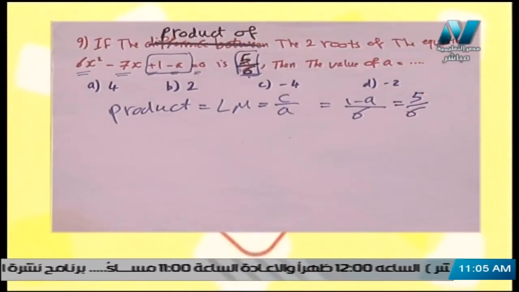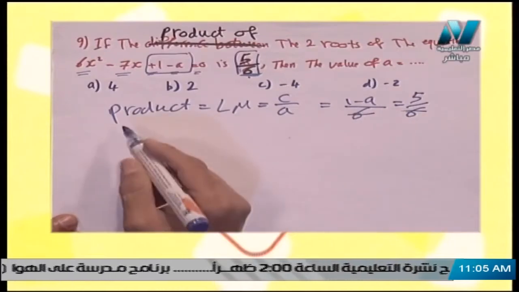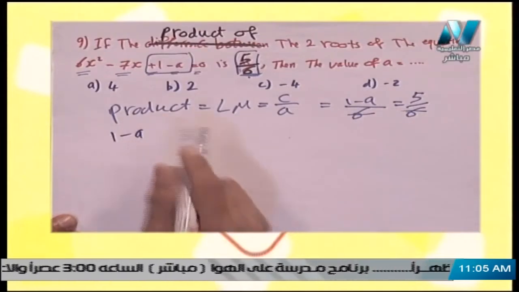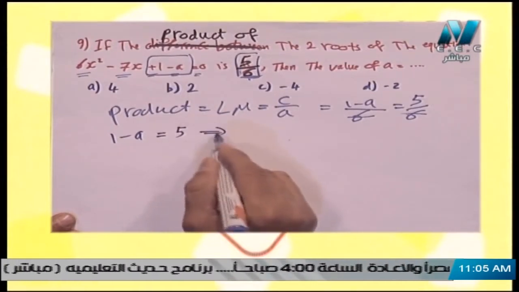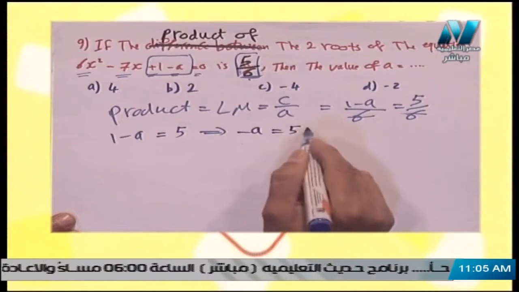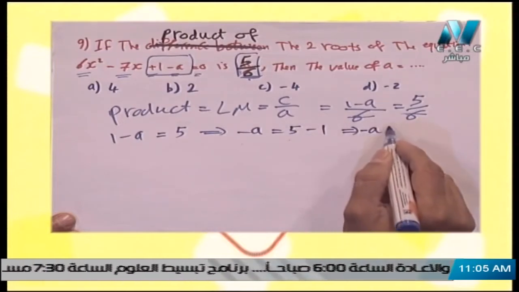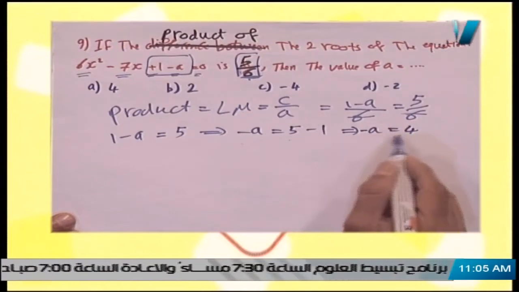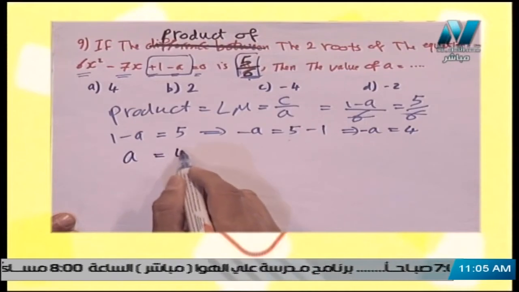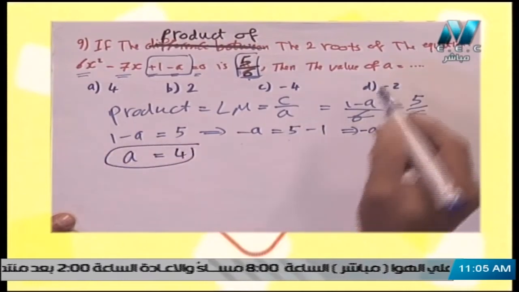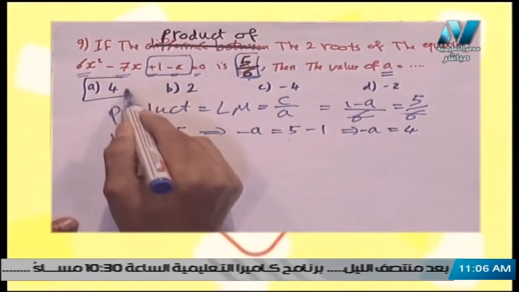Okay, let's cancel 6 with 6 here, and we will have 1 minus A equals 5. So negative A equals 5 minus 1, so negative A equals 4, and by converting this sign, we will have A equals 4. And he asked about the value of A, and A here equals 4.